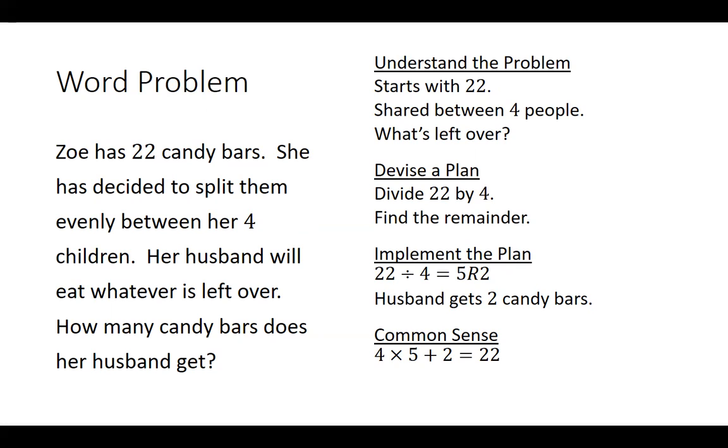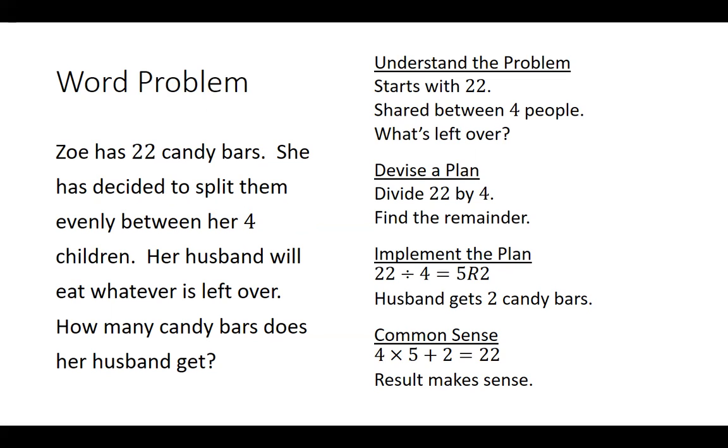Another way we could look at it is to compare the remainder to how many people there were. So there's 2 candy bars left over. There were 4 people that were sharing out the candy bars. So 2 is not enough to give each of them another candy bar. So it makes sense. The result makes sense. And that's how we deal with word problems.